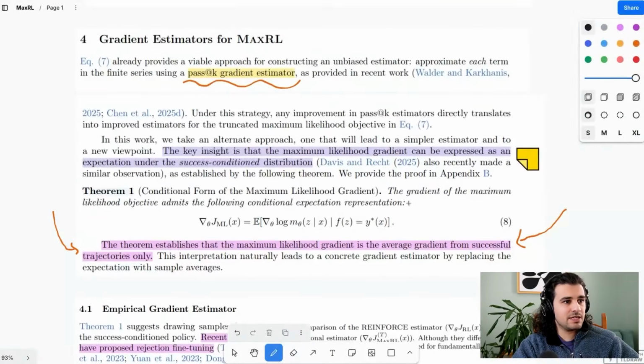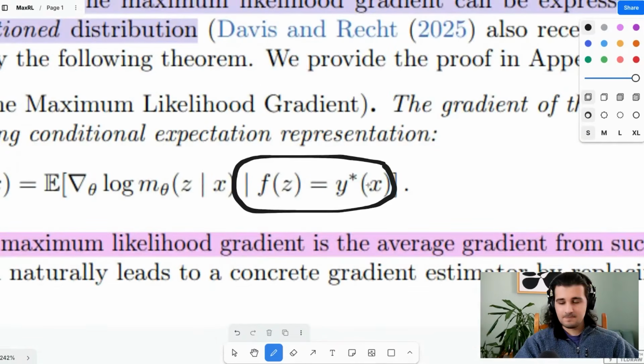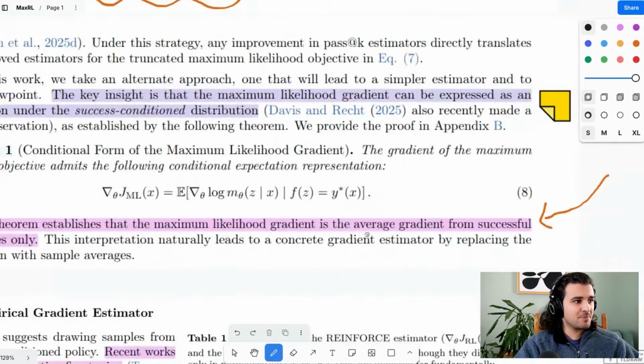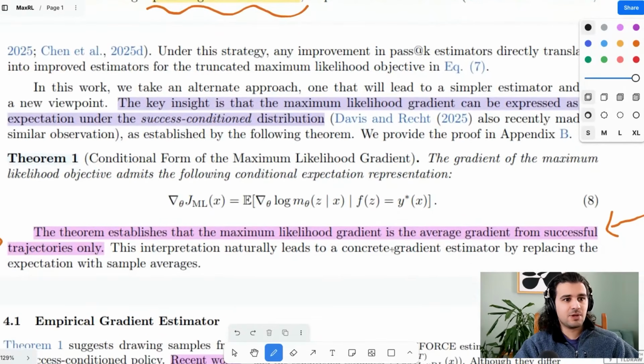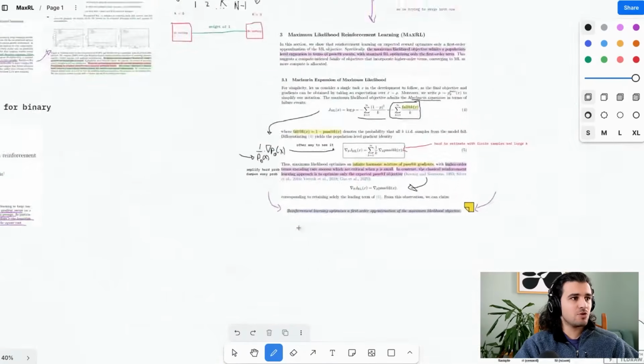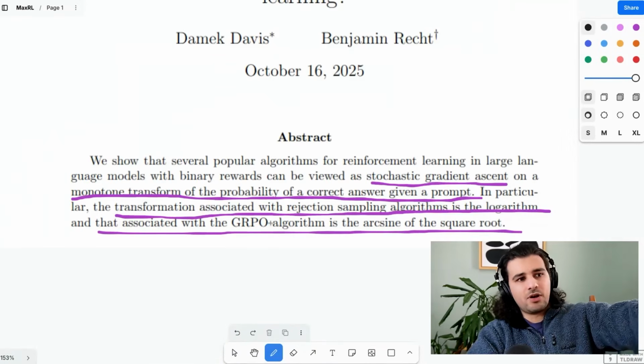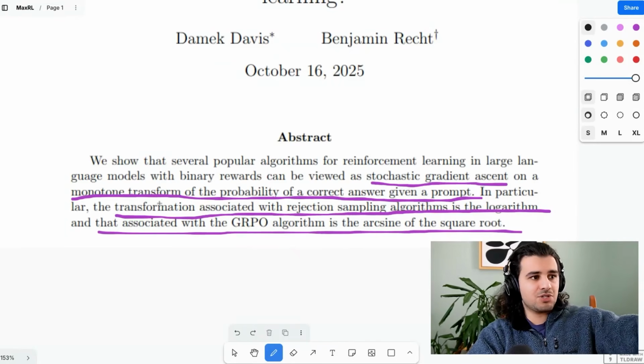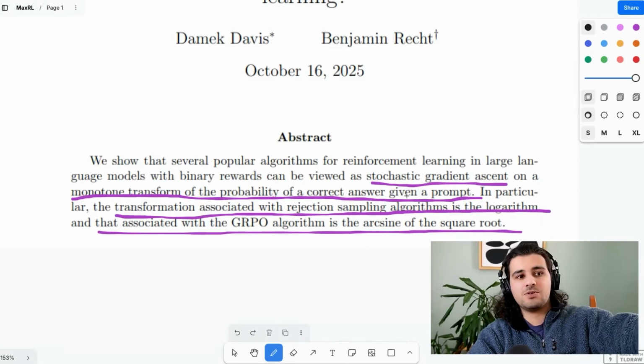So what they're saying here is that the gradient of the maximum likelihood objective admits the following conditional expectation representation. And if you see here, this is on the stuff that worked. Rings a bell, right? So the theorem established that the maximum likelihood gradient is the average gradient from successful trajectories only. And this goes back to this: all of the RL with binary reward can be viewed as stochastic gradient ascent on a monotone transform of the probability of a correct answer given the prompt.